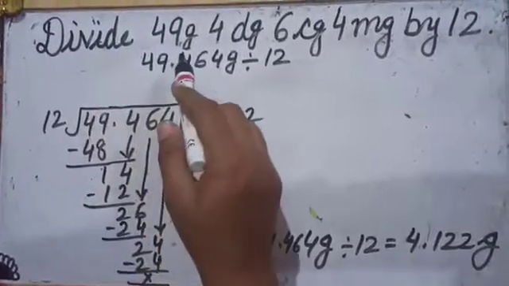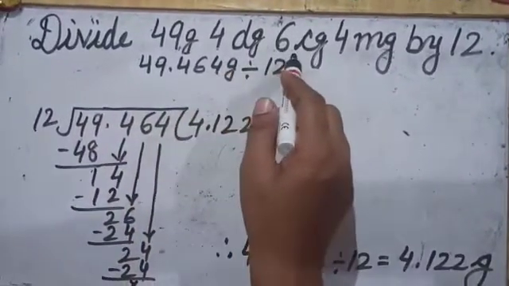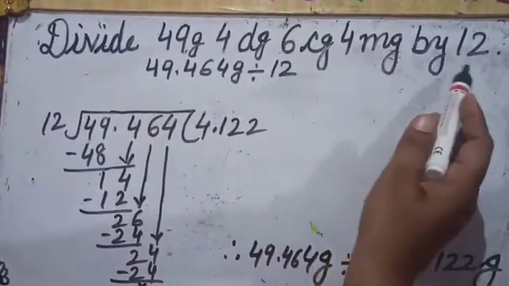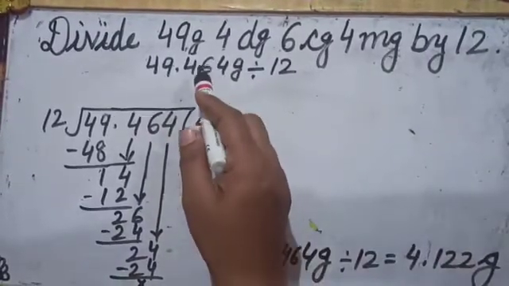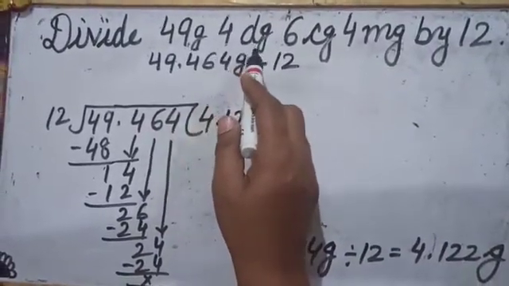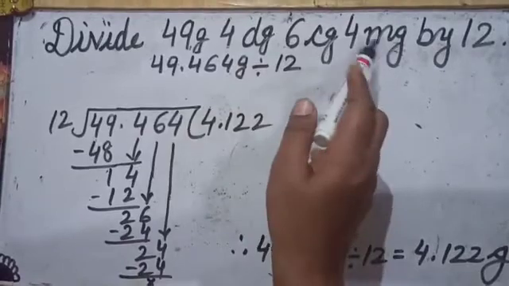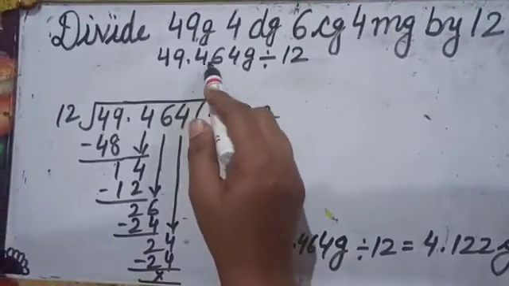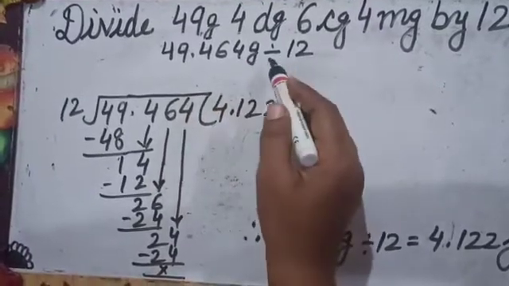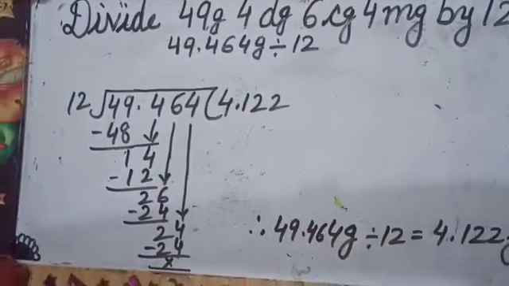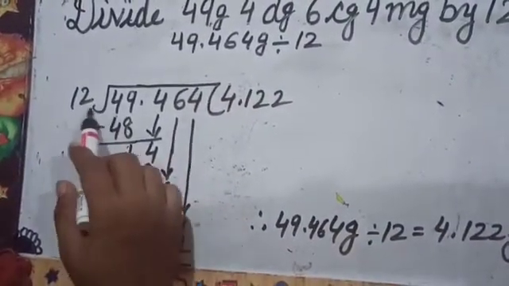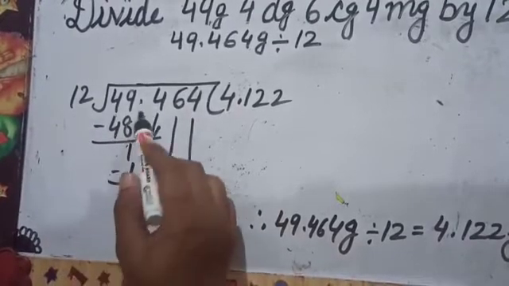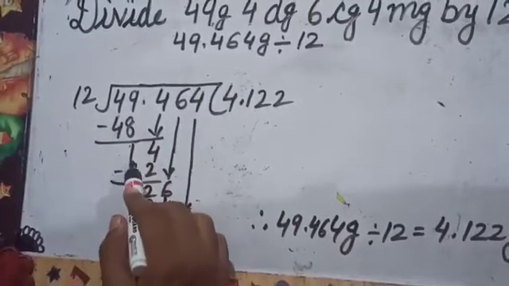Now divide 49 grams, 4 decigram, 6 centigram, 4 milligram by 12. Here also we will convert the given units decigram, centigram, milligrams into grams. So it will be 49.464 grams divided by 12. So when we divide, 12 fours are 48. After subtraction you will get 1.